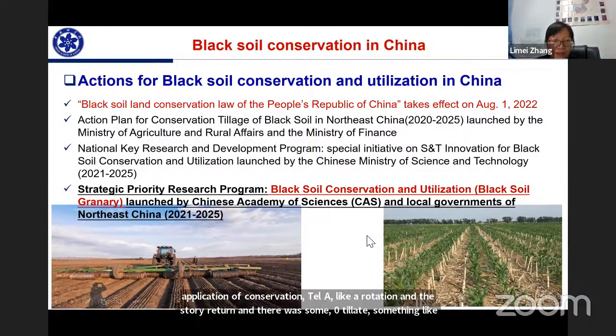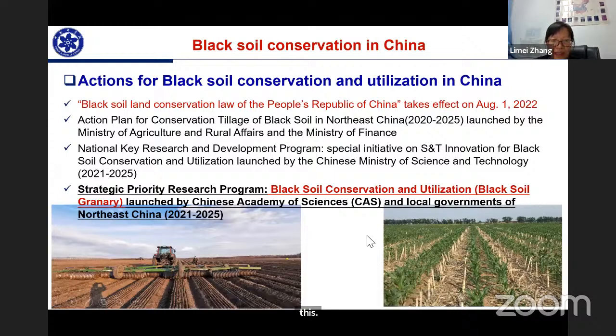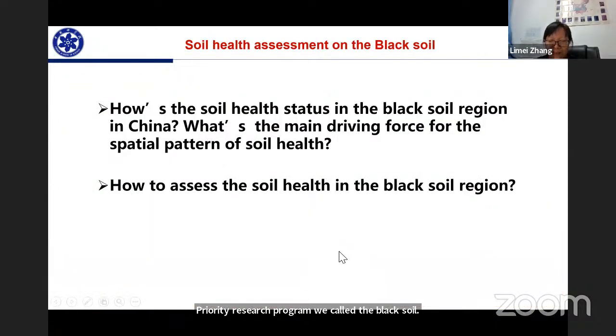Also, quite a lot of big projects have been launched by the Chinese Ministry of Science and Technology, and also by CAS, to encourage science and technology innovation for black soil conservation. In 2021, CAS launched a strategic priority research program we call Black Soil Granary, which is mainly led and designed by Professor Zhang and Professor Zhu. I participated in some of them.